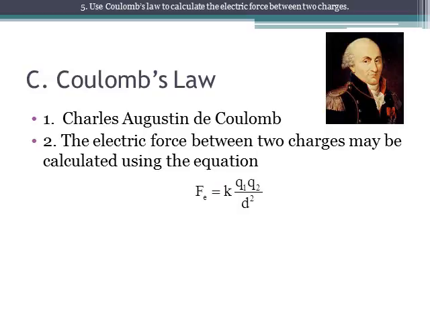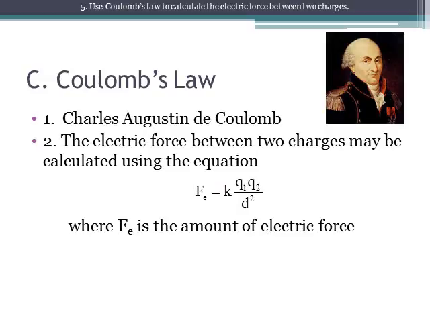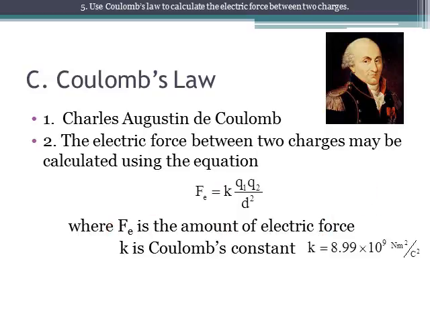Now, all the symbols, it's important that we understand the symbols here. Fe, the F with the subscript E, that's just the amount of electric force acting on an object. K is a constant, just like capital G is a constant in Newton's gravity law. K is known as Coulomb's constant, and you can see the value here, 8.99 times 10 to the 9th Newton meters squared per Coulomb squared. Now you will not need to memorize this constant, nor will you need to memorize the equation. I will always give that to you.